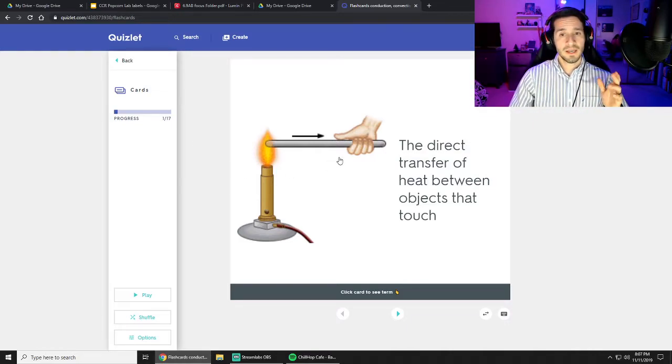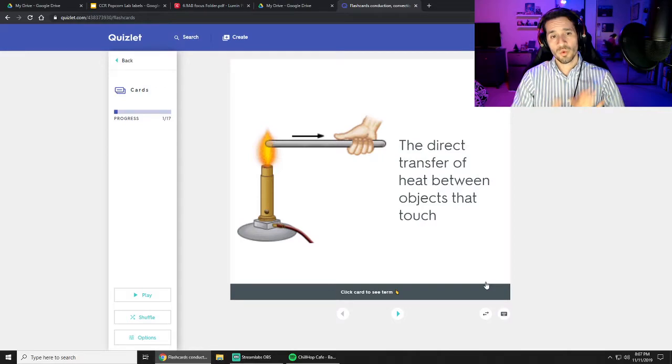Now, I'm going to go through the several flashcards that we have in here, real quick. By the time we finish all these 17 flashcards, we should know pretty much every single concept about radiation, conduction, and convection.